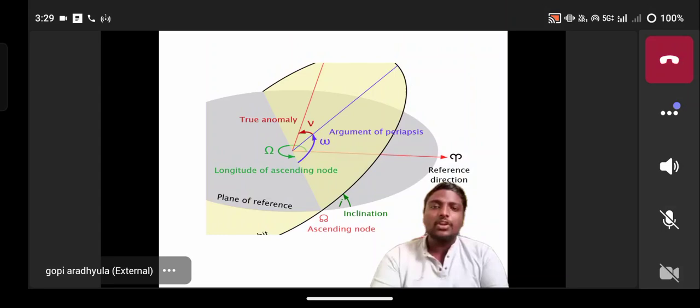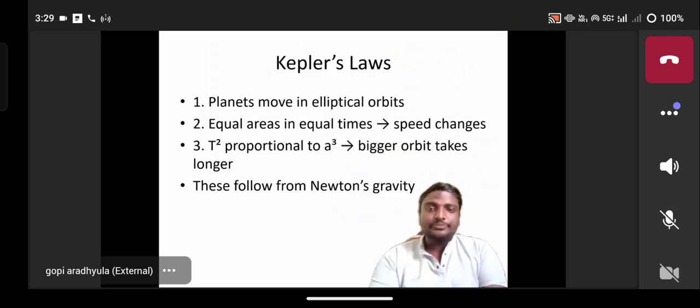Now I discuss the diagram of the argument of perigee and true anomaly. This is the green line of the longitude of ascending node, the red line of the true anomaly, and the blue line of the argument of perigee. The longitude of ascending node is measured from the reference direction, the white line is the plane of reference, and the green line is the inclination. This is the ascending node of the orbital plane.